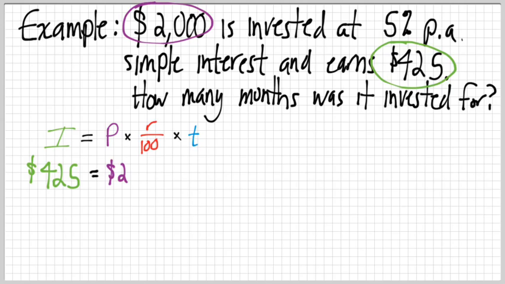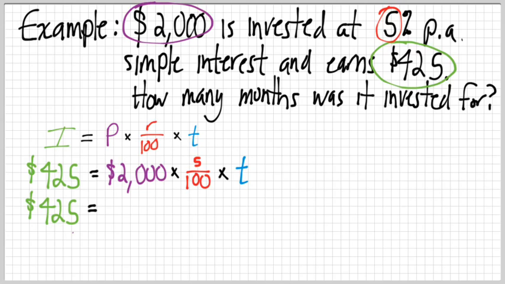P, the principal, is 2,000. The rate this time is 5%. And this time we don't know the time. That's what we're trying to find: how many months was it invested for? So we're just going to leave that as T. Once again, I'll copy the problem down and simplify. Get rid of some zeros, and then I have 5 times 20, which is 100, and then I bring down my t.